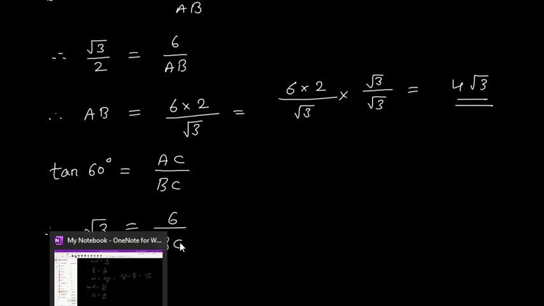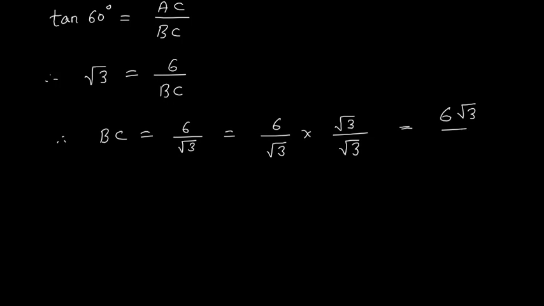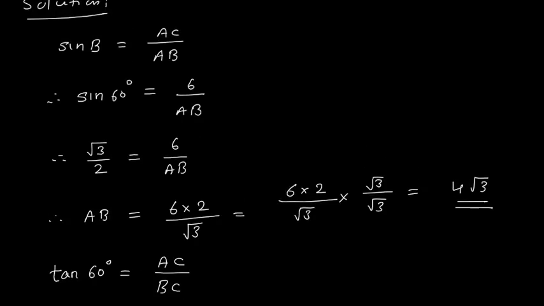Therefore the value of BC is equal to 6 upon root 3, which is 6 upon root 3 multiplied by root 3 divided by root 3. We are rationalizing this. In the numerator we get 6 root 3 and in the denominator root 3 into root 3 is 3. So the value of BC is 2 root 3.